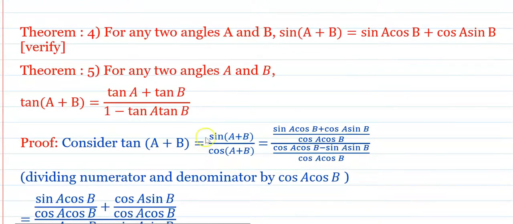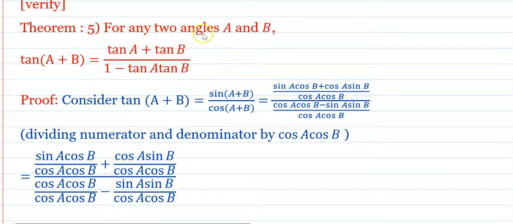Next, for any two angles a and b, sin of a plus b is sin a into cos b plus cos a into sin b. You can verify this. Okay, now the next, for any two angles, tan of a plus b is tan a plus tan b upon 1 minus tan a into tan b.